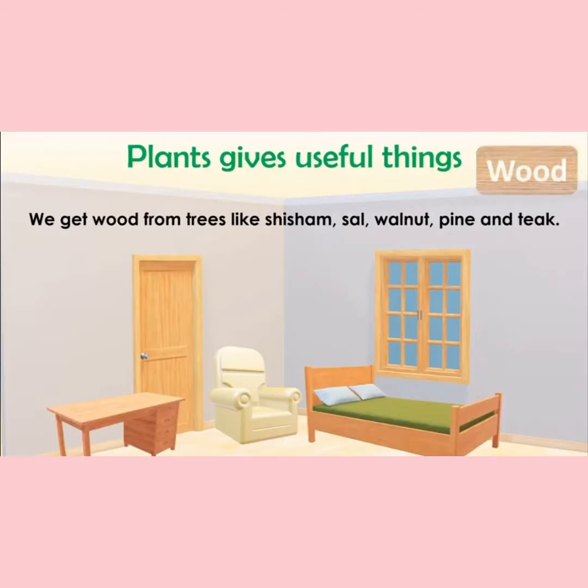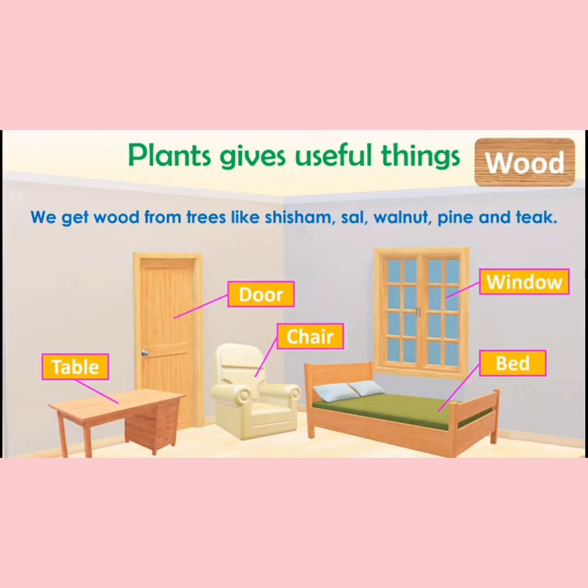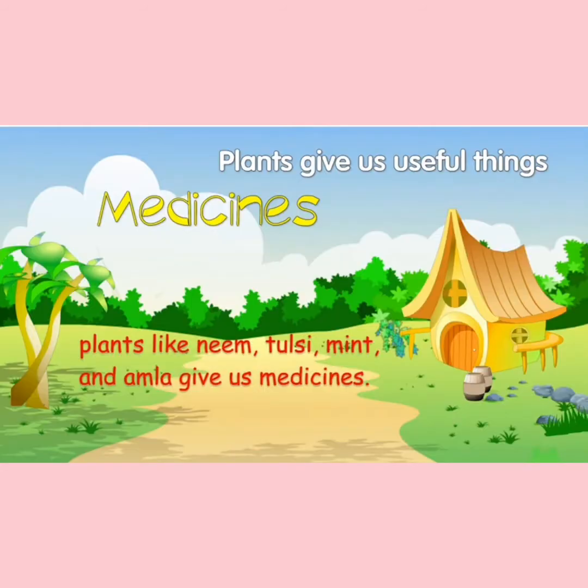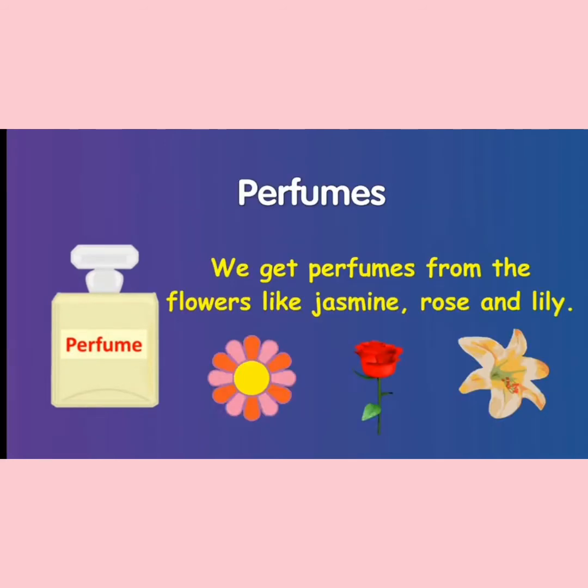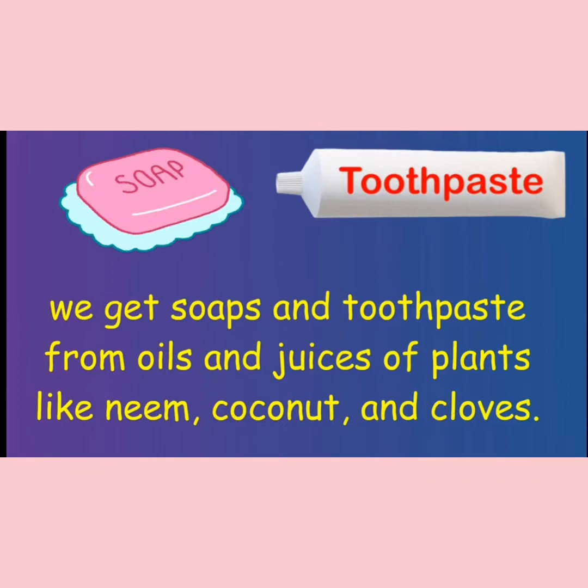We get wood to make furniture like table, door, chair, windows and bed. We get medicines from the plant like neem, tulsi, mint and amla. Perfumes, soaps and toothpaste are also made from plants. We get perfumes from flowers like jasmine, rose and lily. We get soaps and toothpaste from the oil and juices of plants like neem, coconut and cloves.